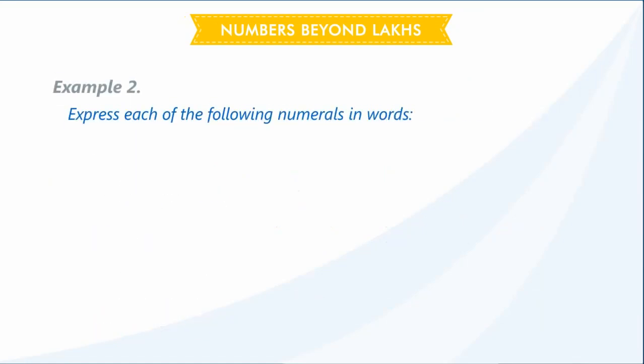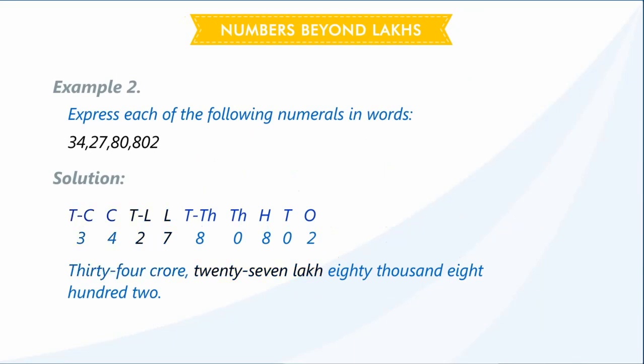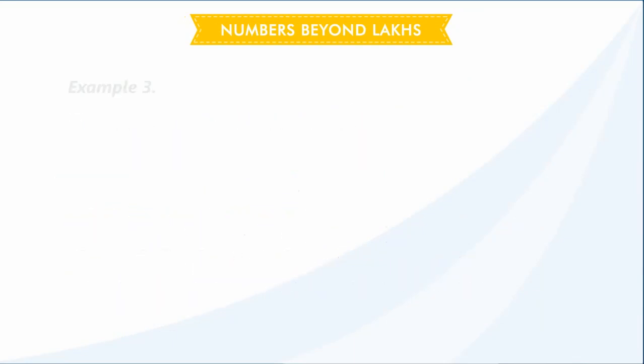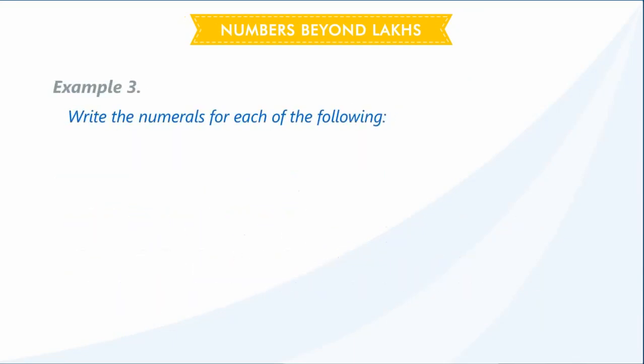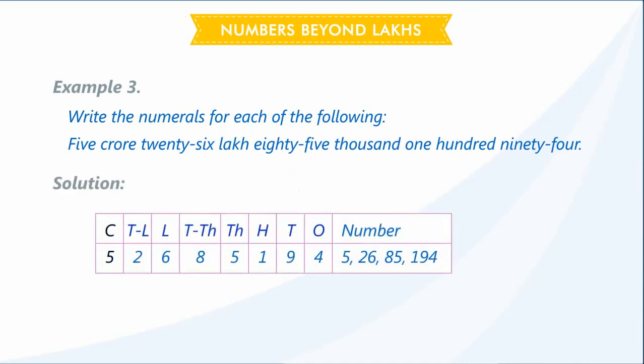Example 2. Express each of the following numerals in words. 34 crores 27 lakhs 80,802. Solution. We can express it as 34 crore 27 lakh 80,802. Example 3. Write the numerals for each of the following. 5 crore 26 lakh 85,194. Solution. 5 crore 26 lakh 85,194.